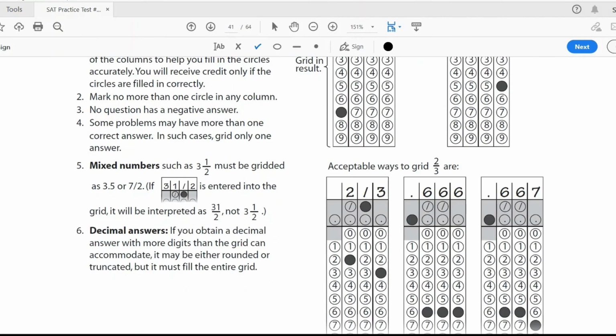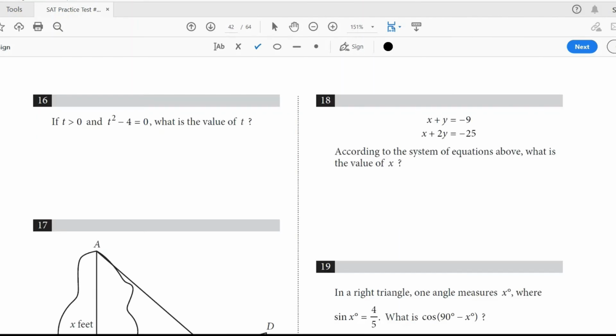to question number 16. Now these change a bit, but they involve us actually finding the real answer of the question. So, if t is greater than 0 and t squared minus 4 equals 0, what is the value of t? Well, this seems quite simple. t squared is equal to 4 as we simply add 4 to both sides. So therefore, if t squared equals 4, the square root of 4 equals 2.